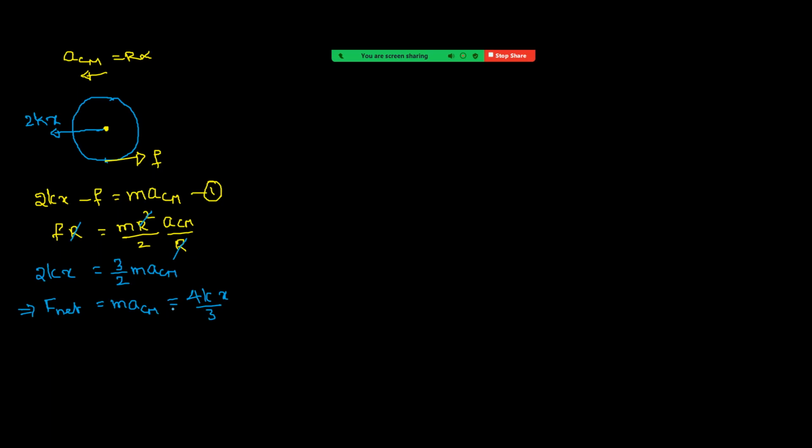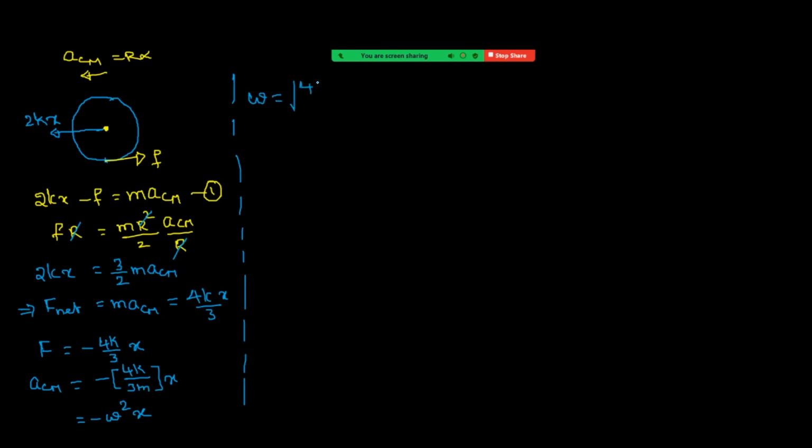The center of mass of the disk undergoes simple harmonic motion with angular frequency equal to. You can see here the displacement is to the right side, but the net force is to the left side. So we can write in vector form net force is equal to minus 4k by 3 into x. Or if you want, acceleration equal to minus 4k by 3m into x. So this is of the form minus omega square into x. That means omega is the root of 4k upon 3m.